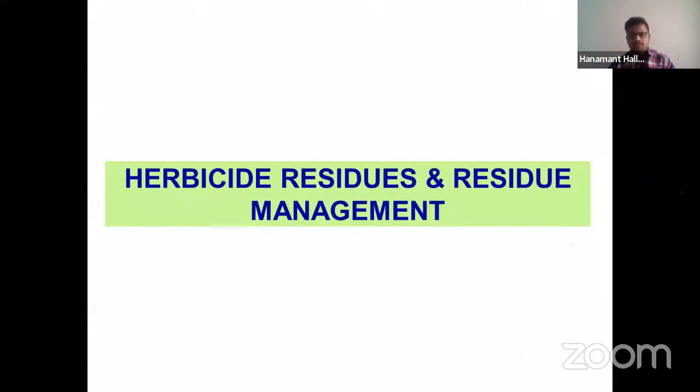So the next point I want to discuss with you is herbicide residues and residue management. This is also one of the burning issues at a global level. We are using herbicides indiscriminately, at different rates other than the recommended dose. Generally, we are using 3 to 4 times higher doses than the recommended doses. So that's why we are facing different unknown problems of herbicide residues.